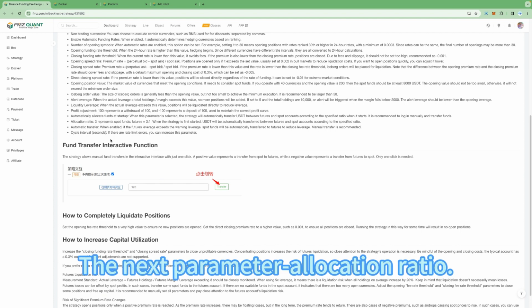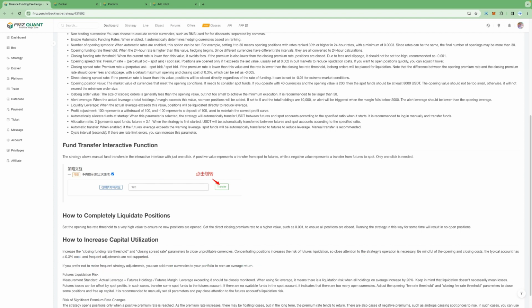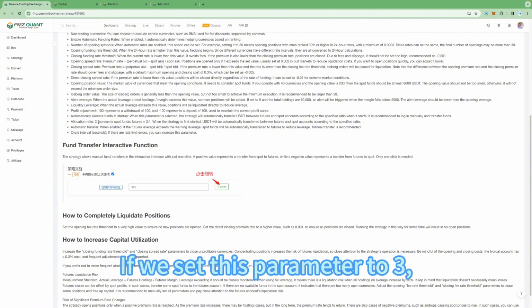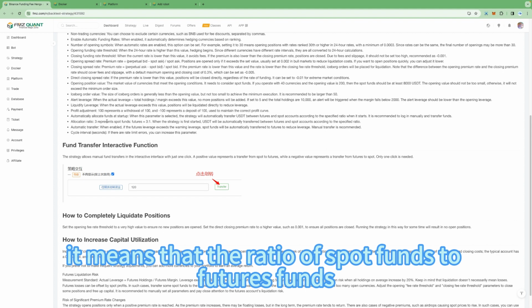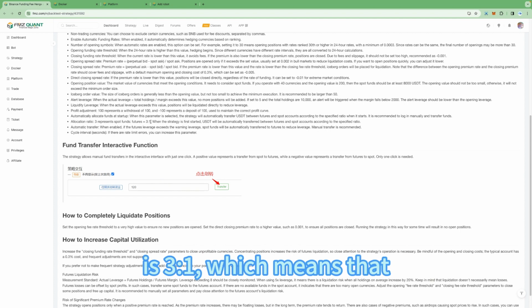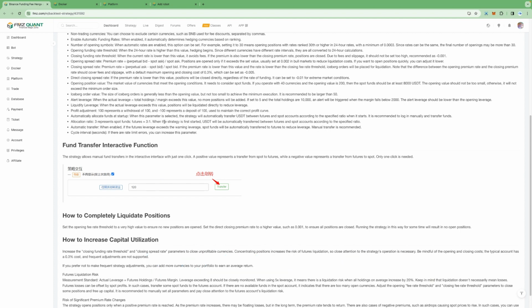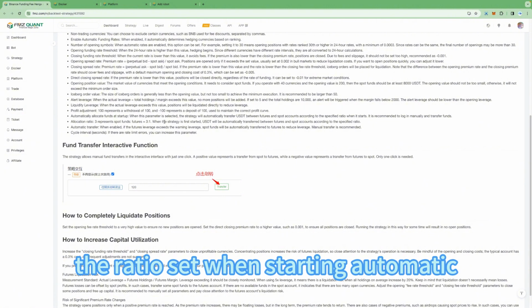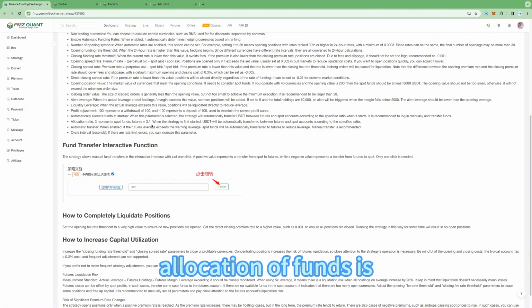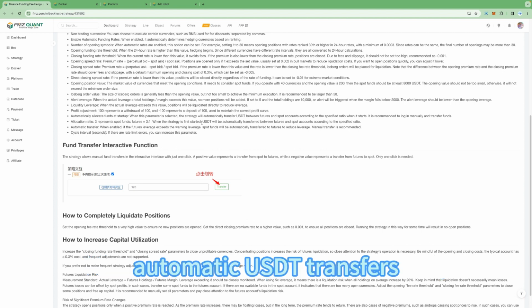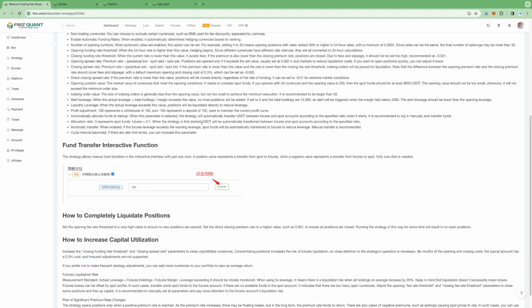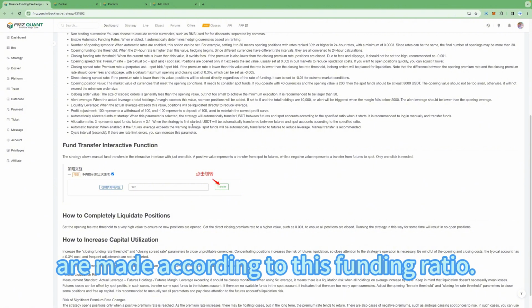The next parameter, allocation ratio. If we set this parameter to 3, it means that the ratio of spot funds to futures funds is 3:1, which means that the ratio set when starting automatic allocation of funds is 3:1 for allocation. When the strategy is first launched, automatic USDT transfers are made according to this ratio.